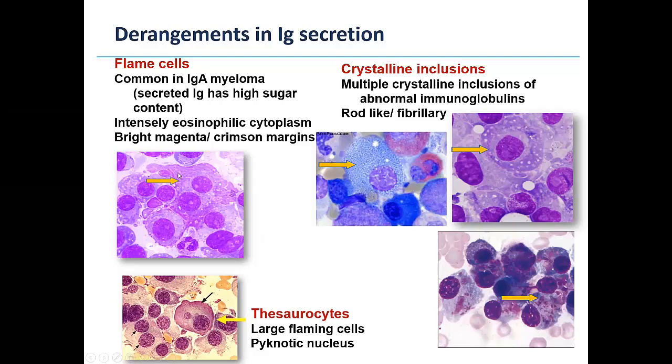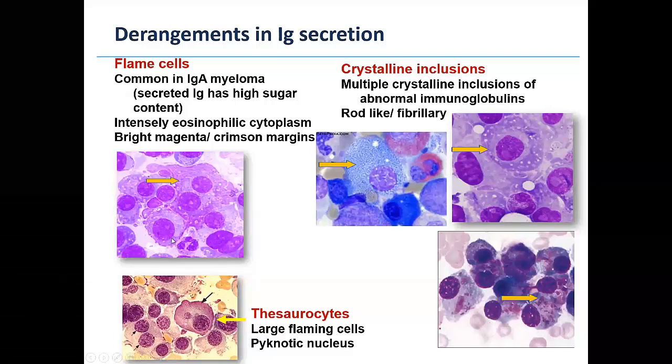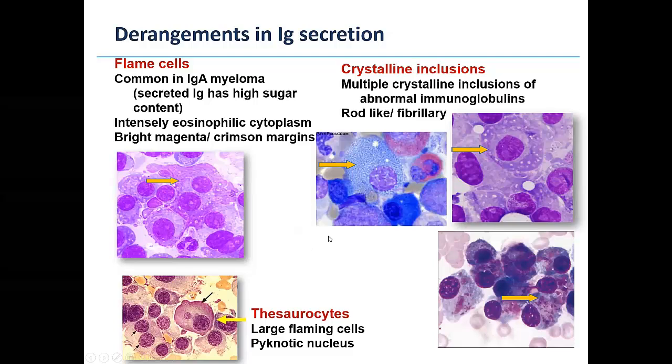What you find is that the peripheral part of these plasma cells is red in color. And this is what we call a fire flare appearance. So these are known as flame cells. Flame cells are more common whenever we have a case of IgA myeloma. Then we also come across fine granular cytoplasm, fine vacuolated cytoplasm, and then we also find rod-like inclusions, fibrillary inclusions.